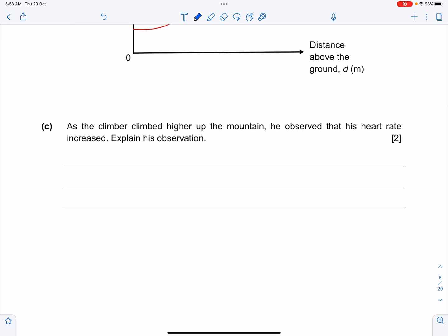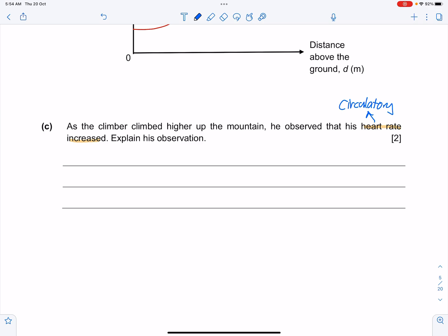Now, moving on, as the climber climbed higher up the mountain, he observed that his heart rate increased. Explain his observation. This is a very standard question on your circulatory system. How do you know it's circulatory? Because you're talking about heart rate, right? When your heart rate increases, you first have to explain why. Heart rate means beats per minute for your heart, or beats per fixed amount of time.